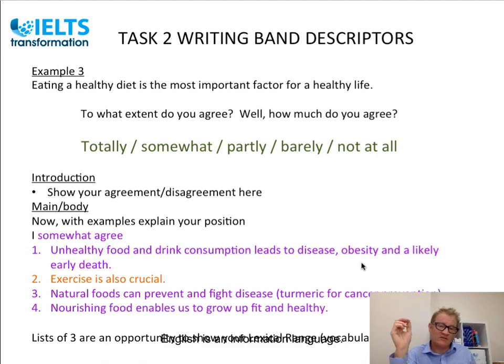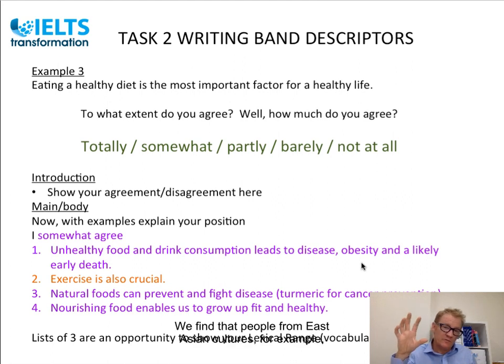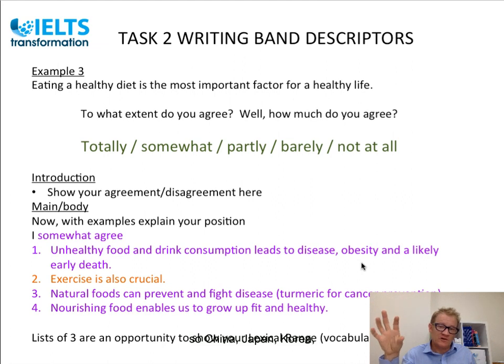English is an information language. We need lots of information. So give us more. We find that people from East Asian cultures, for example China, Japan, Korea, they don't give us enough information. Anyway.